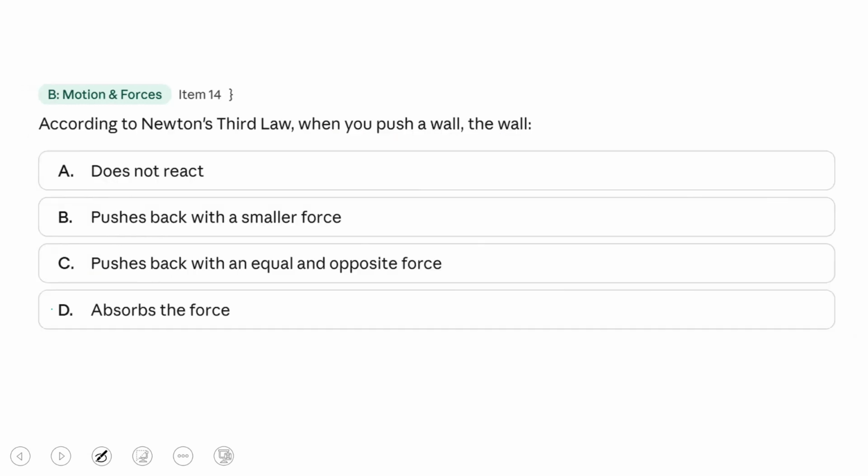Next, item 14. According to Newton's third law, when you push a wall, the wall will... What's your answer? A, B, C, or D? Mom, the wall is not moving. So what's your answer? Letter C, it pushes backward an equal and opposite reaction, because Newton's third law of interaction states that in every action there is an equal and opposite reaction.